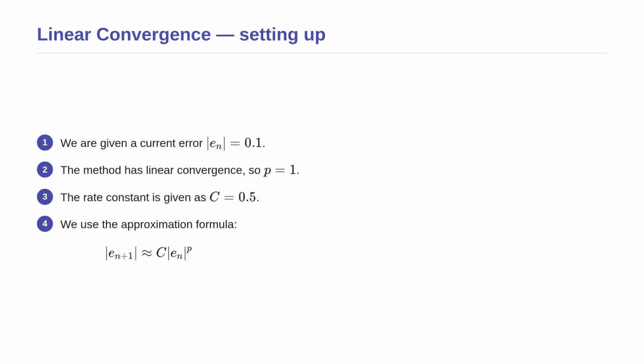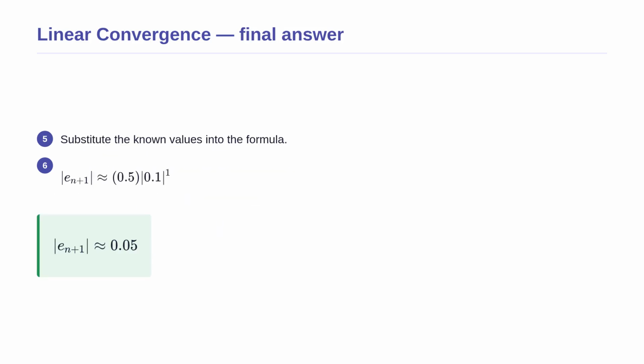To solve this, we will use the asymptotic error approximation formula we just defined, setting up our known values. Continuing with our calculation, we substitute the given values into our general error formula. We replace the current error magnitude with 0.1, the rate constant c with 0.5, and the order p with 1. Calculating this simple arithmetic, we find that the new error is 0.05.